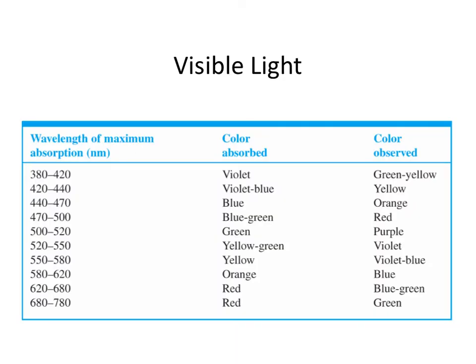It is important to remember that the color of the solution that we observe is the opposite of the color that is absorbed. And so this table shows the wavelength of maximum absorption, the color of the absorbed light, and the color of the observed solution. If we want to study a red solution, we're going to use blue or blue-green light in our spectroscopic determination.